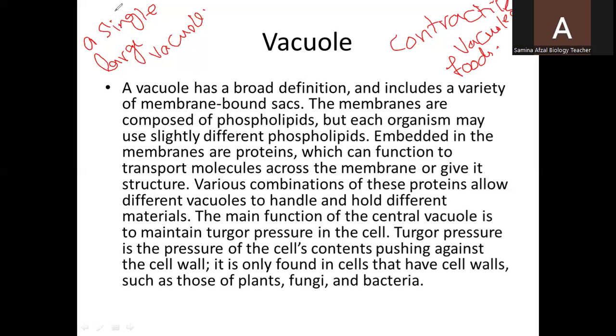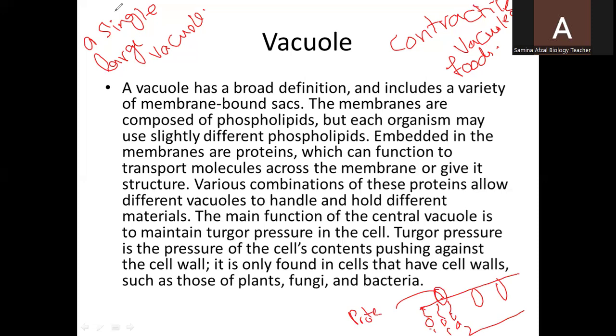So, it is made up of phospholipids, but each organism may use slightly different phospholipids. It means different organisms will use different types of phospholipid molecules. Embedded in the membranes are proteins. Keep in mind the structure, a double-layer structure like this. Double membrane, and embedded in them are different types of proteins, just like the plasma membrane, but different types of phospholipids are there.